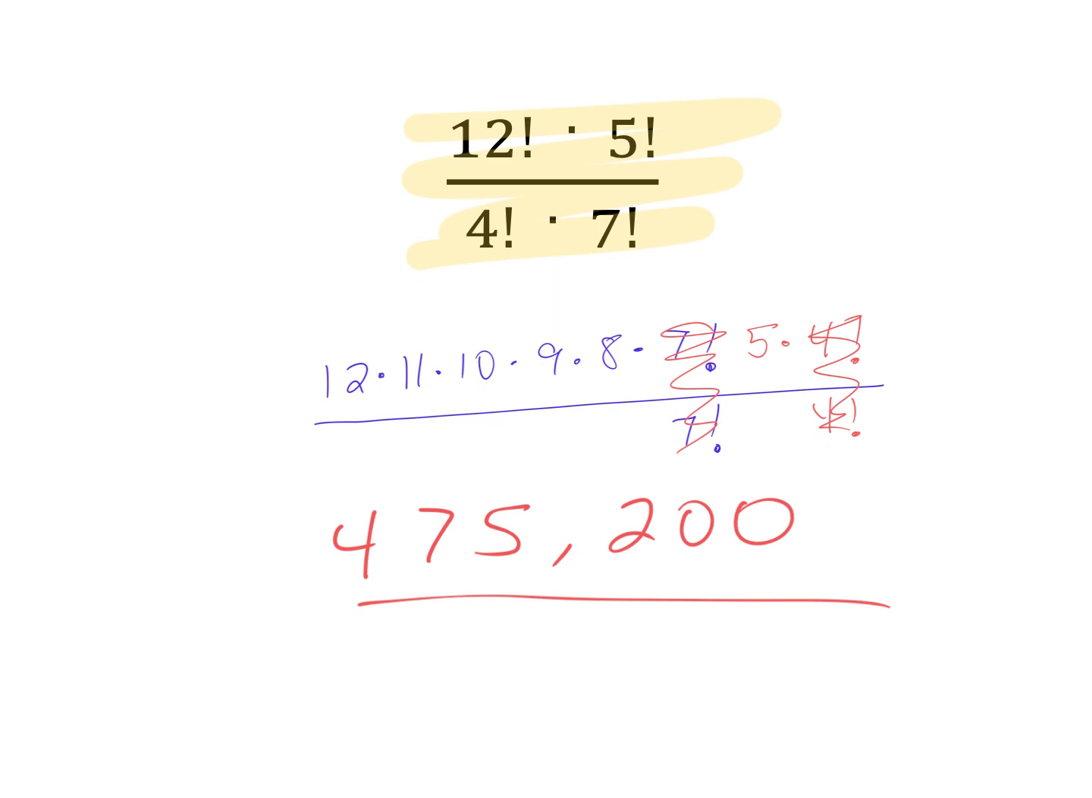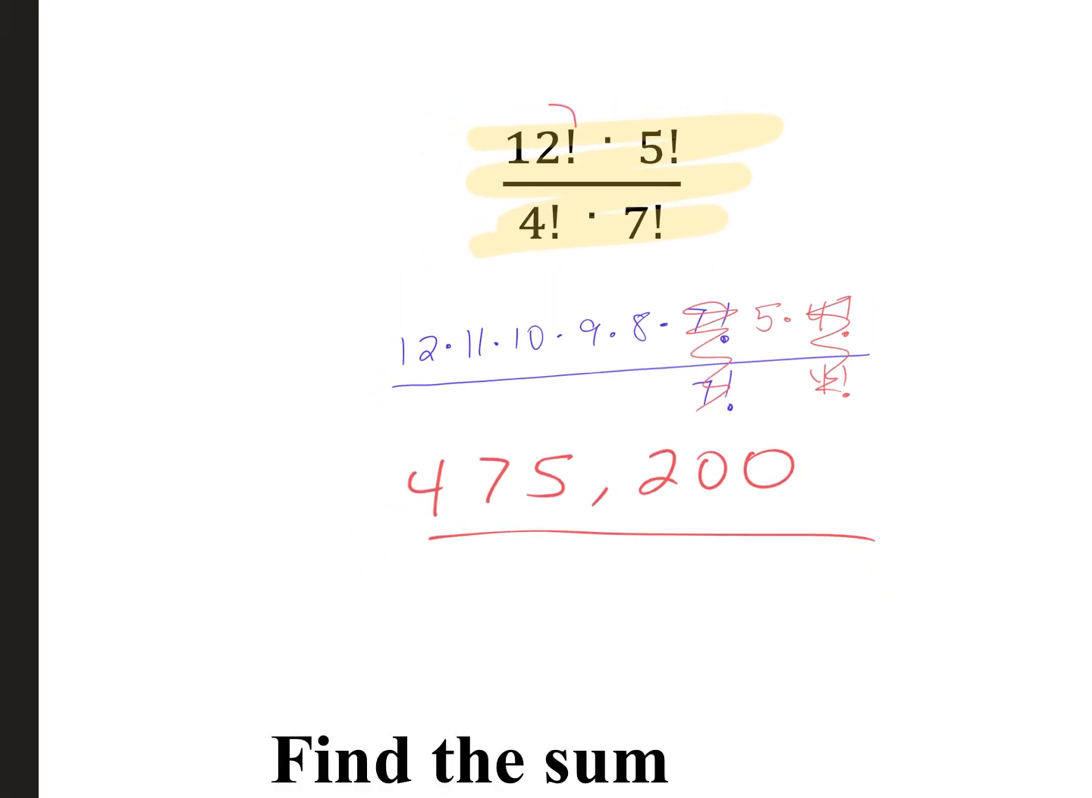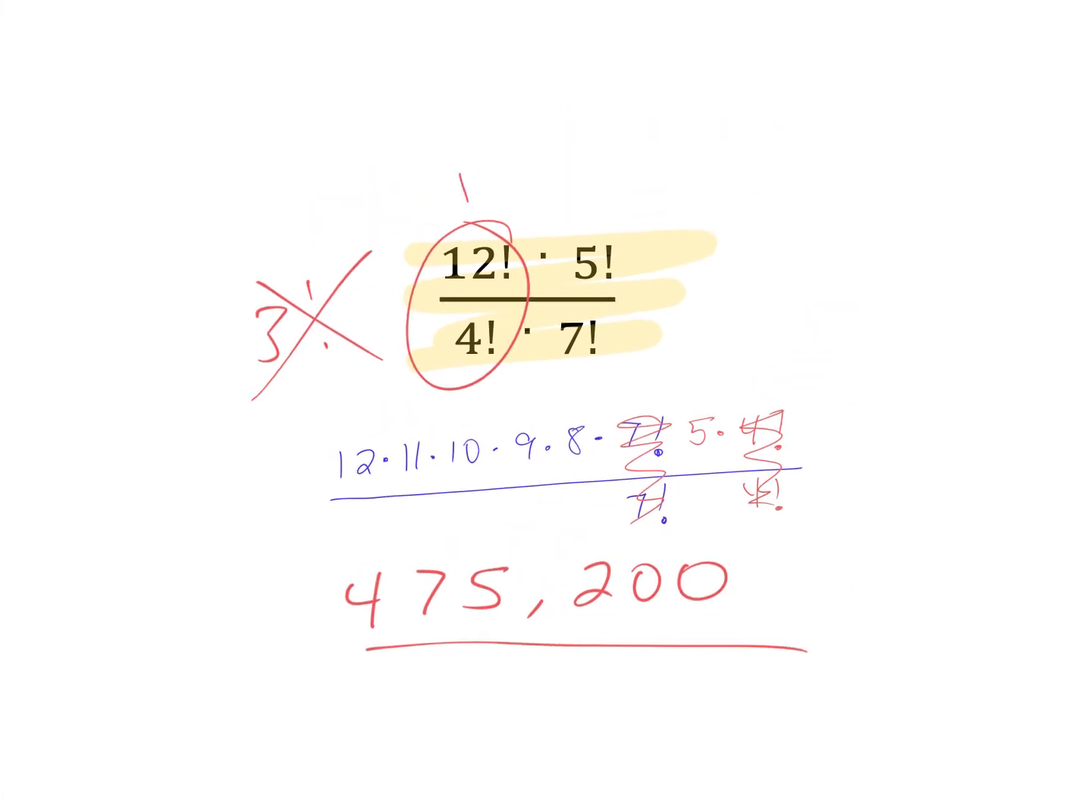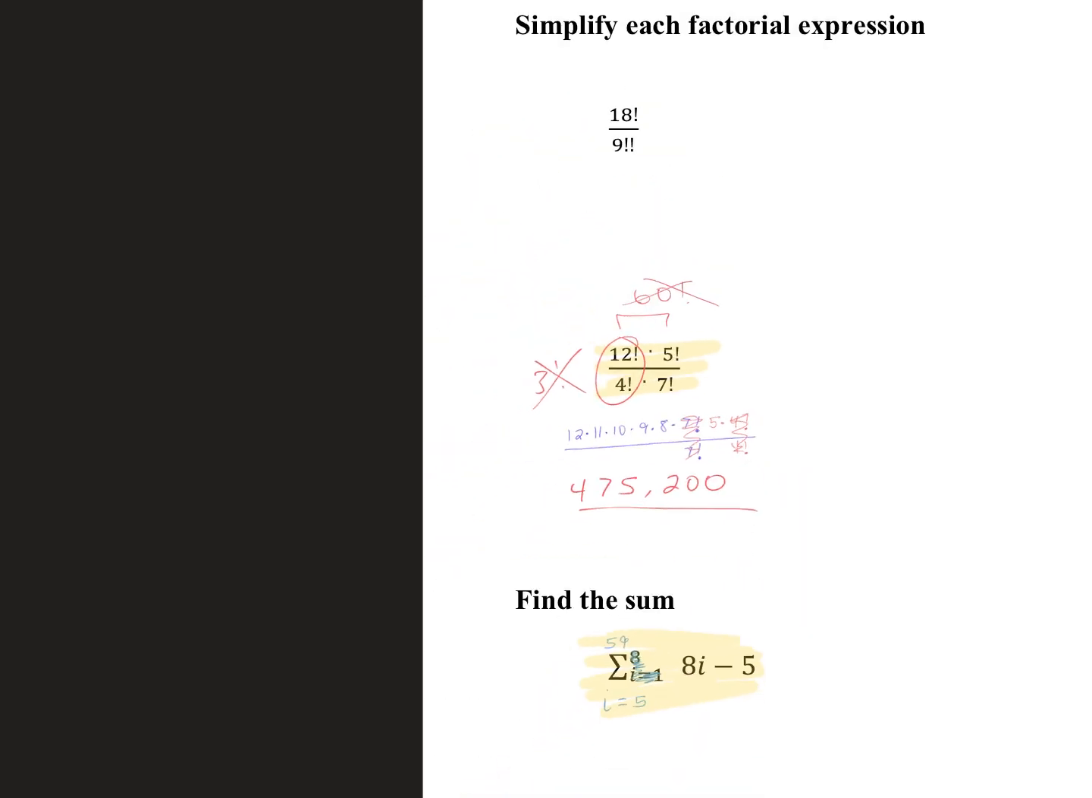It doesn't have to be like... Nope. As long as anything on the top can cross off with anything on the bottom. Good question. Like, you can't say 12 divided by 4 is 3 factorial. That's not a true statement. All right, so make sure you guys understand that. You cannot say that 12 times 5 is 60 factorial. Not a true statement. Those are two independent things.